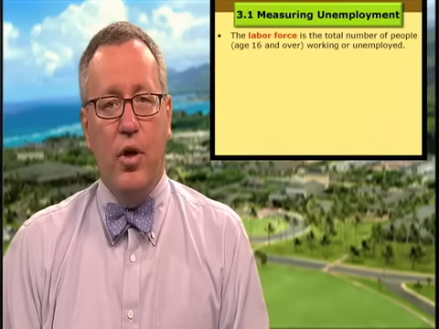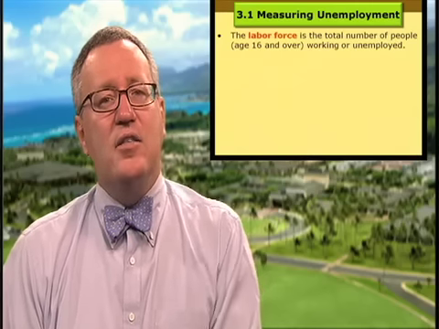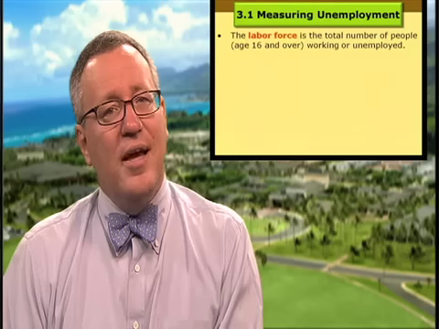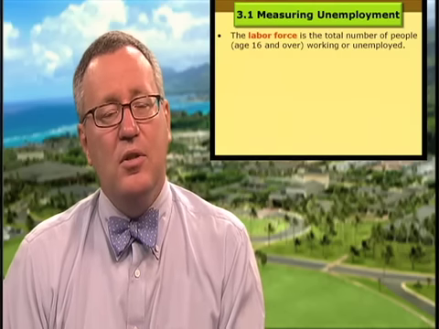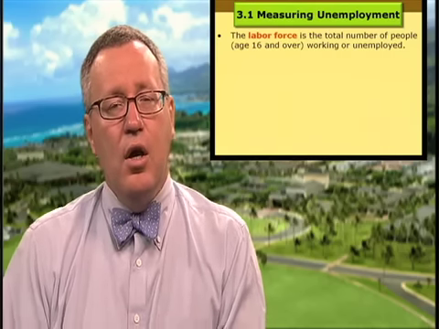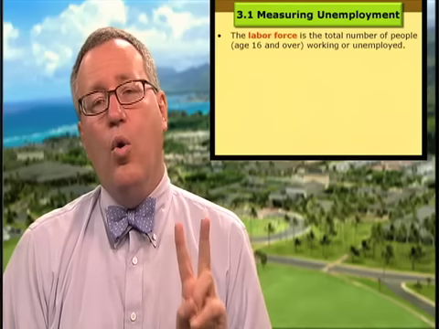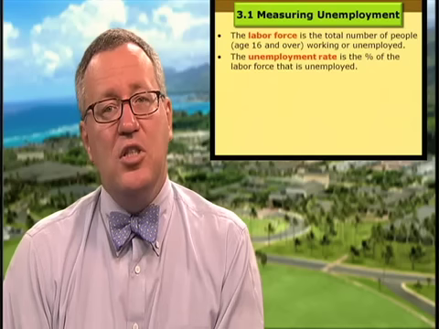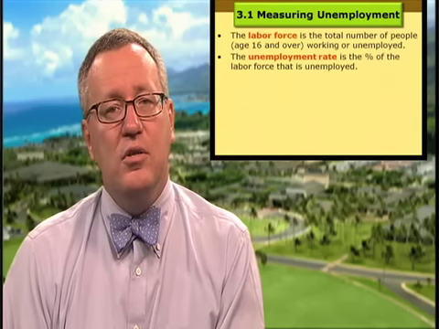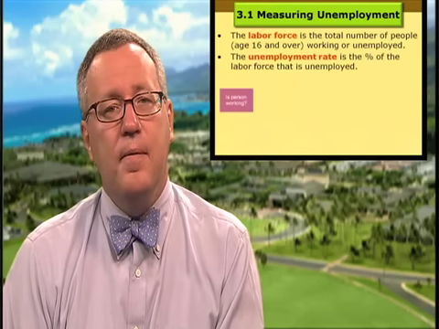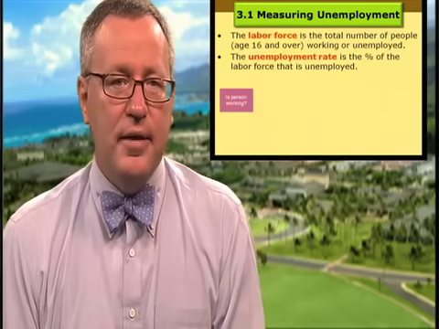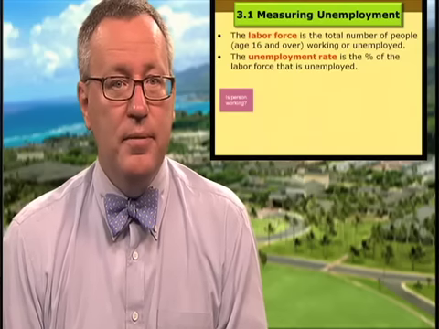Number 1, the labor force. Now this is your only chance of being 16 years of age and older and being considered an adult. So the labor force is the total number of people 16 years of age and over who are either working or unemployed. The unemployment rate is just the percentage of the labor force that's unemployed.